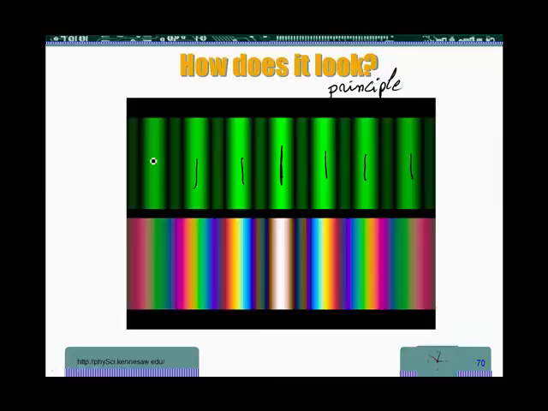And they are going to be at the same positions given by d sine theta is equal to n lambda. And halfway in between, I'm going to have secondary maxima. You see they are less bright than these. Now if we are using white light, the middle is white, and then we have our secondary maxima here.